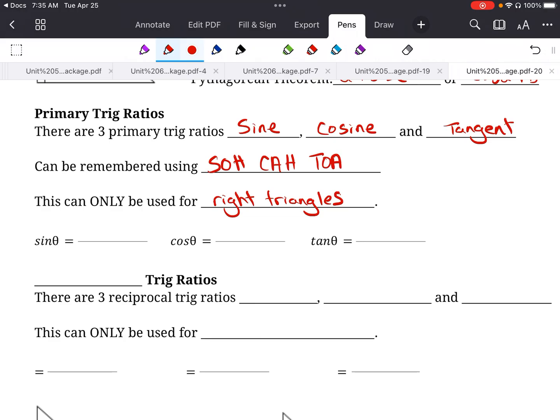As I just mentioned with the acronym, sine is the opposite over the hypotenuse. Cosine is the adjacent over the hypotenuse. And tan is the opposite over the adjacent.